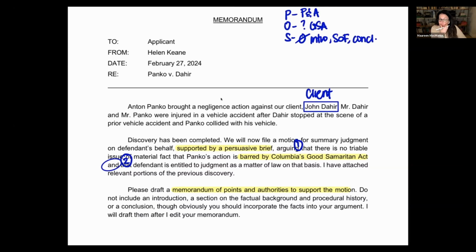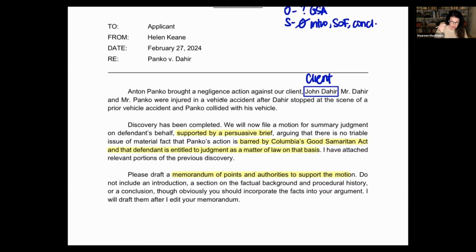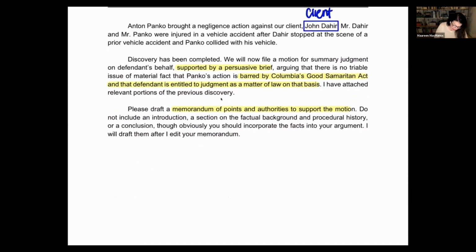Does everybody understand why I'm not organizing by the way that I numbered here? There is no triable issue of material fact. So whenever you have a standard for a motion, you want to incorporate that standard into each issue. You don't break it up by the standard. So the standard applies to every issue. So essentially, as soon as I see this, or if I have any motion, my organization will look like this, where it's argument.